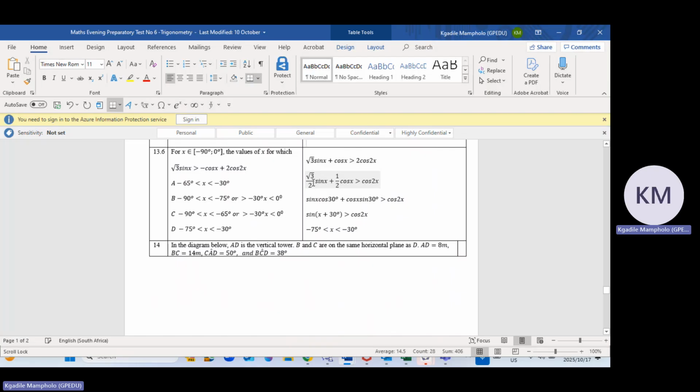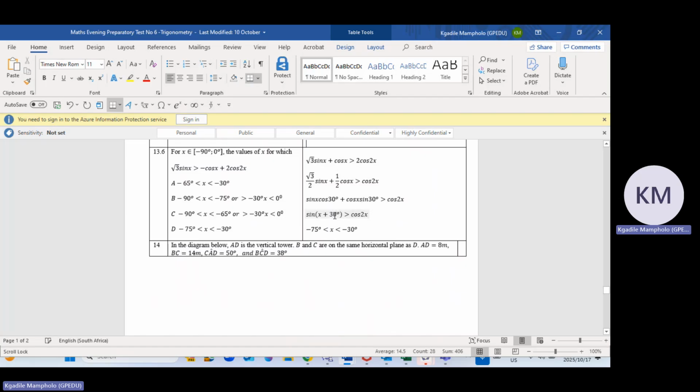Root 3 over 2 is cos 30, and then half is sine 30. Then you can see that it goes back to that equation of sine of x plus 30 greater than cos 2x.